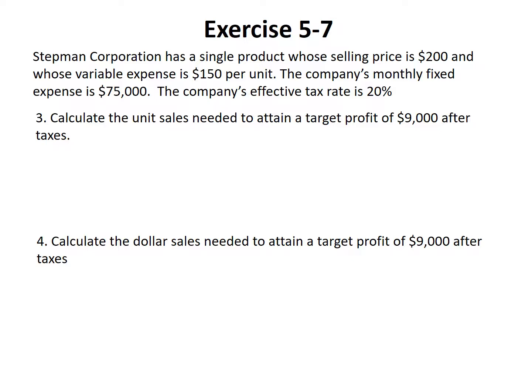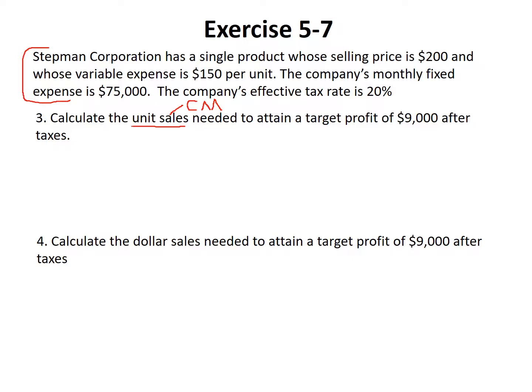Okay, requirement 3 of exercise 5.7. Exact same information we had from the previous slide, but we're going to have a slight variation in our requirements. First of all, it wants us to calculate the unit sales. And again, we're pretty familiar with calculating unit sales. When we want to calculate unit sales, we are going to use our contribution margin. I'll just put down CM up here, contribution margin. And we're going to use, again, a variation of the contribution margin break-even formula to calculate this target net profit.